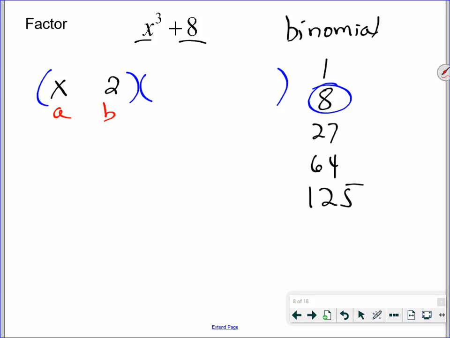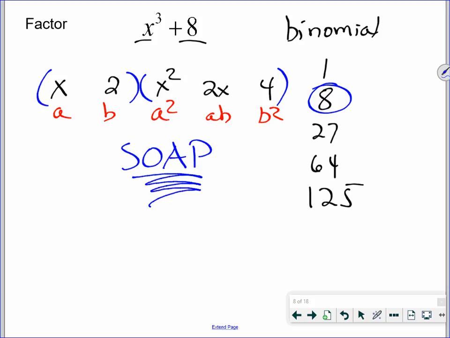Those are A and B. And then the first term here will be a squared, a times b, b squared. So x times x is x squared. 2 times x is 2x, and 2 times 2 is 4. The last thing is we need to get our signs, and so we're going to use SOAP. Remember, SOAP stands for same, opposite, always positive. Same, opposite, always positive. And if you remember that, then you will get the exact same pattern for a difference of cubes. The only thing that'll change are the signs, but as long as you follow SOAP, you'll get the signs right.